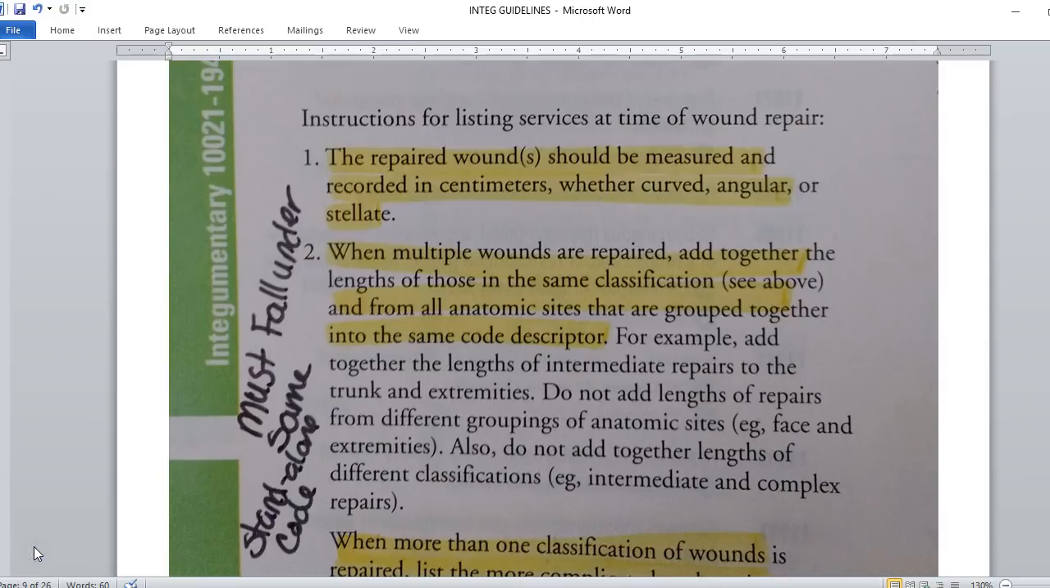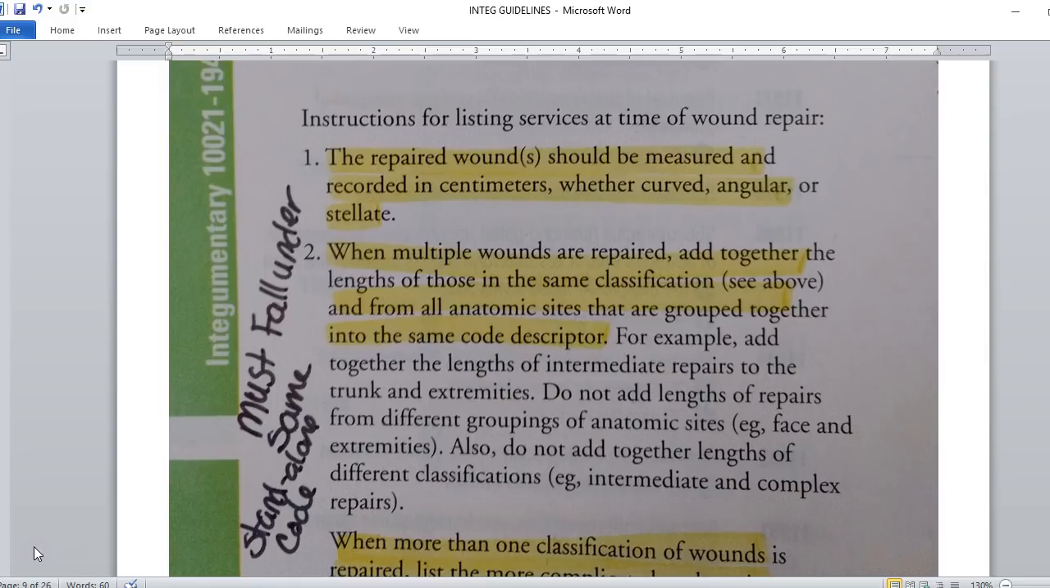Okay, so how do we know how we're supposed to code these? So the first thing that we absolutely need to know is we need to know how large it is. So number 1 tells us the repaired wound should be measured and recorded in centimeters, whether curved, angular, or stellate. So again, a lot of wounds are not straight wounds. They could be jagged, that's the stellate. So we want to keep in mind the doctor has to record the centimeters for us. So we need to be able to identify the centimeters, okay?